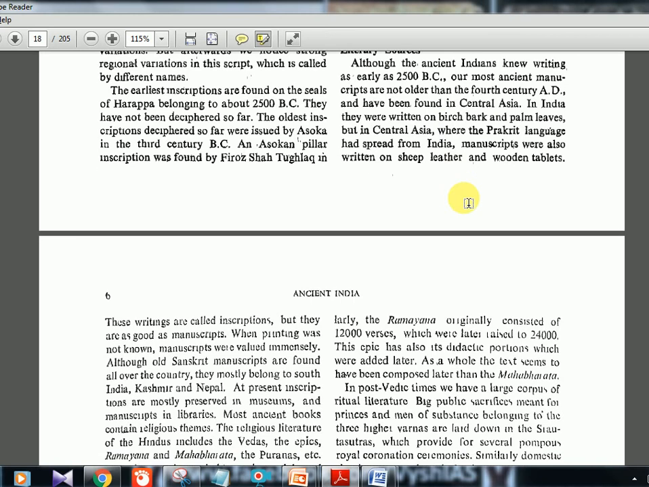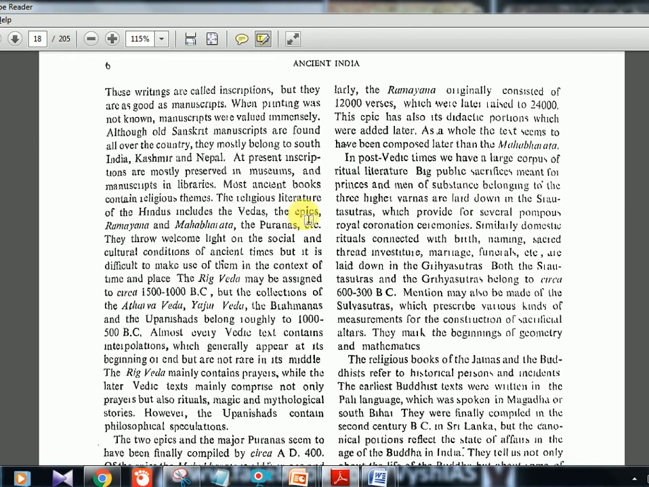Okay, these writings are called inscriptions, obviously, but they were good as manuscripts. Handwritten things are sometimes called manuscripts. So manu means hand in Latin. When printing was not known, manuscripts were valued immensely.